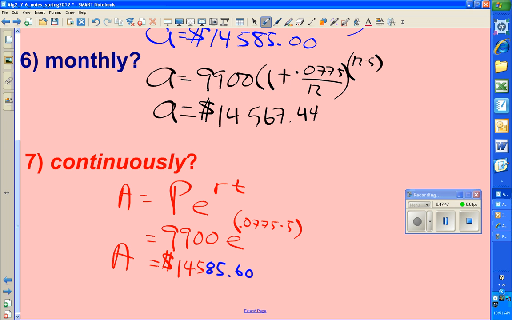It's down to the cent that I want answers, not in a ballpark. Okay, if you want to just be close, go play horseshoes. We're looking for value down to the cent. Down to the cents. Is anyone having trouble getting the 14,585.60? What are you getting?